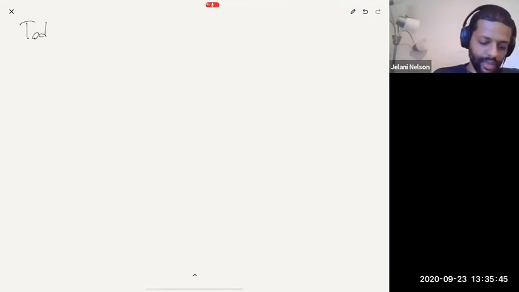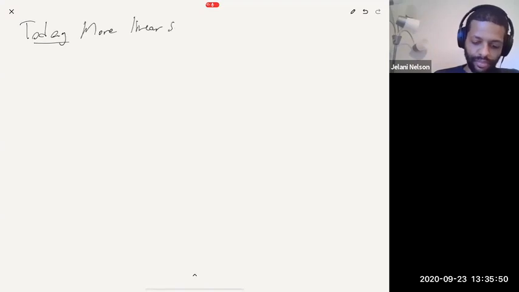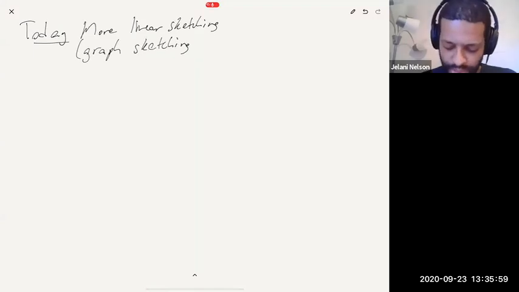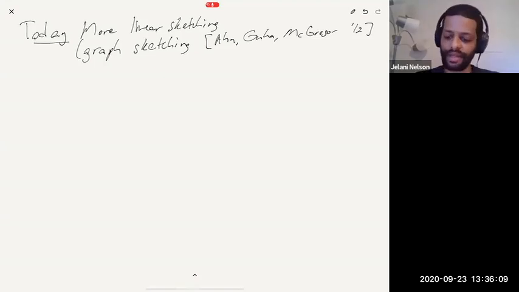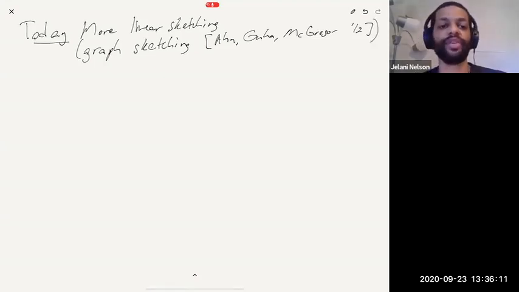So today we're going to continue linear sketching. And specifically, we're going to look at an example of graph sketching, which is a technique that was introduced by Ahn, Guha, and McGregor in 2012. And today you're going to see an algorithm they developed using linear sketching for finding the spanning forest of a graph being updated dynamically in a data stream.